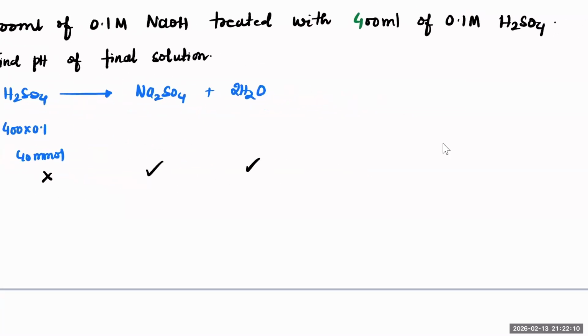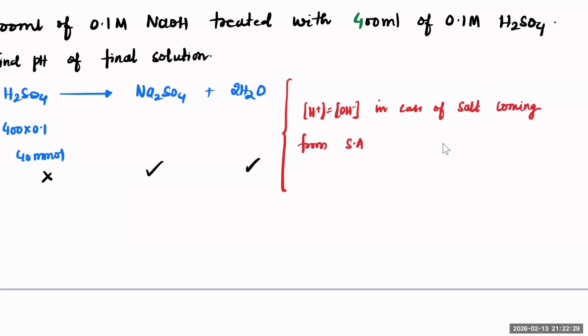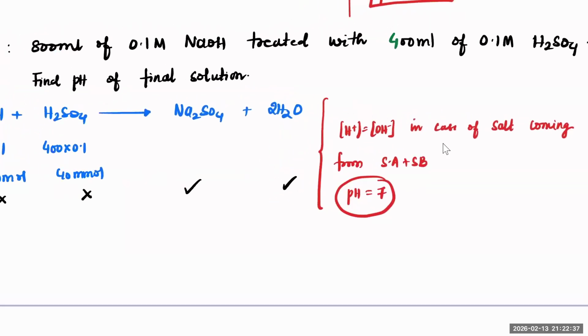In the case of only salt and water formed, you will notice that the final H plus concentration and OH minus concentration will be equal. In case of salt coming from a strong acid and strong base combination, then the pH value will be equal to 7. So this solves the second case, that is when pH is equal to 7.